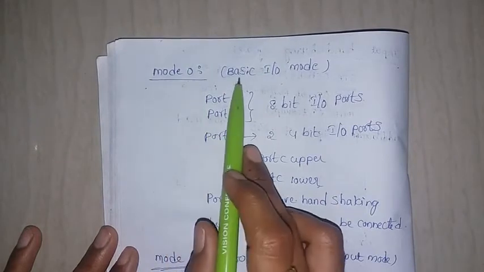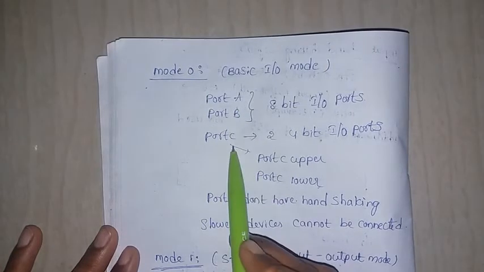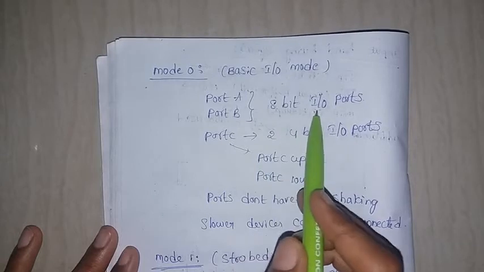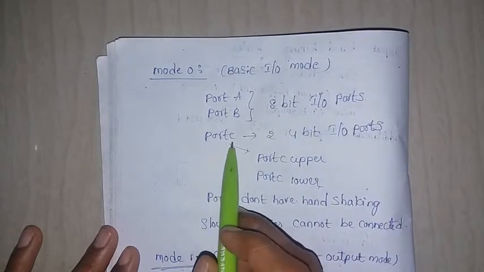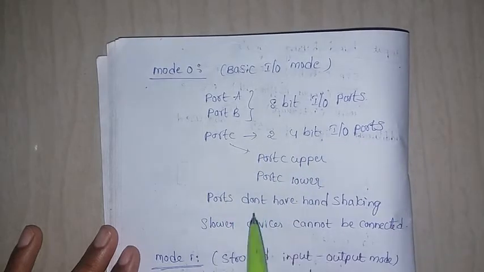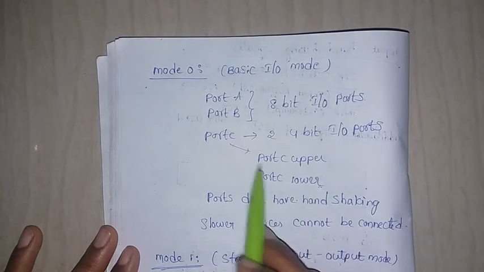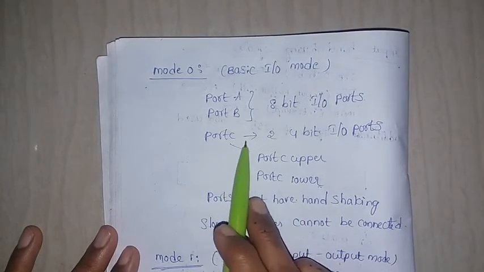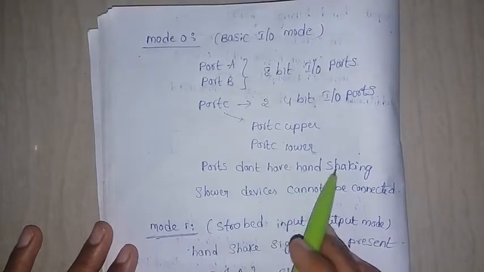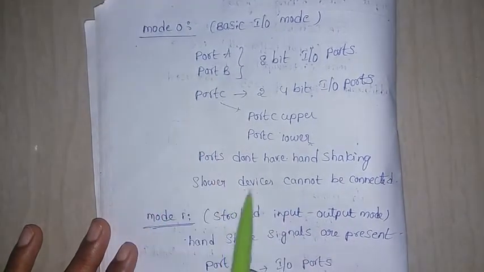Mode 0 can also be called basic I/O mode. In mode 0, all 3 ports are available: port A, port B, and port C. Port A and port B can be used as 8-bit I/O ports. Port C can be used as two 4-bit I/O ports because it is divided into port C upper and port C lower. If you want an 8-bit port, we can use port C as such; otherwise, we can use it as two 4-bit I/O ports. In this mode, handshaking is not possible, so in mode 0 we cannot connect slower devices.